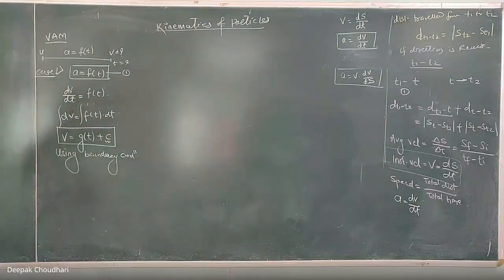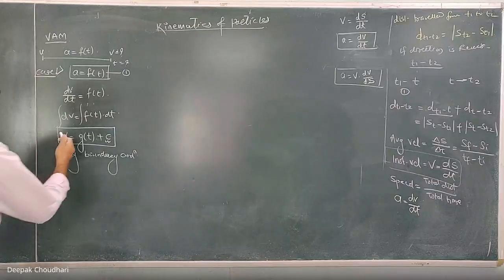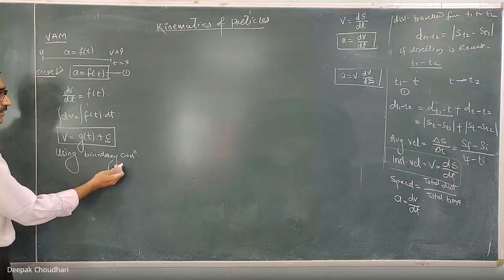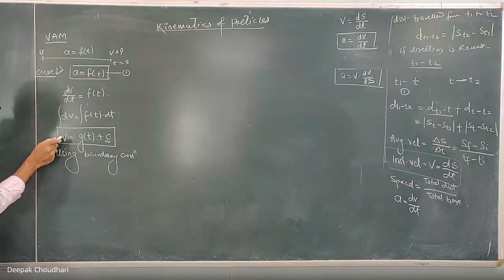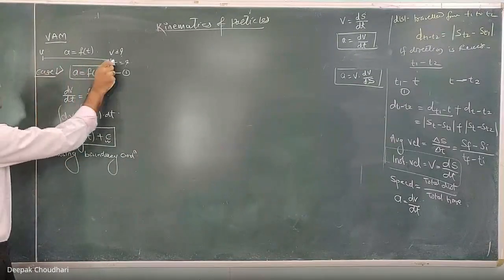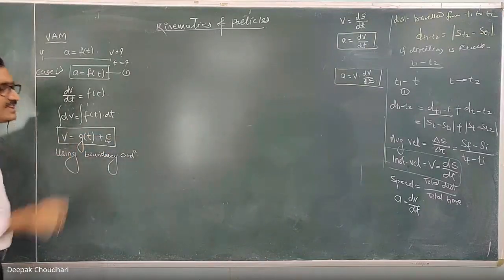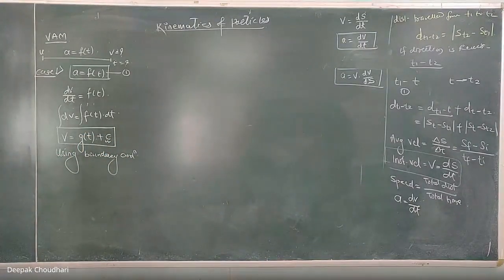Using the boundary condition, we will substitute. Clear? A boundary condition means we'll substitute the known limits of that motion. For this equation, which is the velocity as a function of time, to get this constant of integration we use the boundary condition as the known value of the velocity at the known time t. During this motion, whatever conditions you know, you substitute in this equation and you will get the value of constant c.